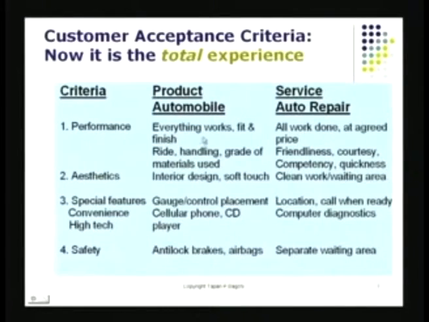Performance is there, certain aspects of it have to be there in the right order. For example, with a car, everything should work, fit, and the finish should be top-notch. Ride should be good, handling of the vehicle should be good, and the grade of the material used, for example, seat covers and so on, also have to be top-notch. This is something that we expect the product to have. This is the product aspect of performance.